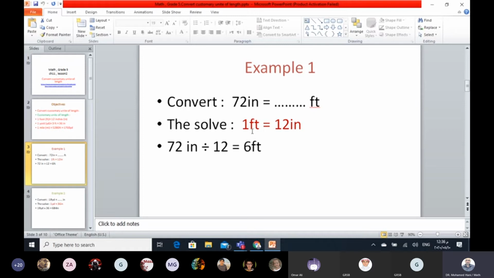So which is greater, the foot or the inch? The foot is greater than the inch. So here I will convert from the inch to the foot, from small unit to the big unit. When you convert from small unit to the big unit, divide. So you divide 72 inch by 12. 72 inch divided by 12 will be 6 feet.